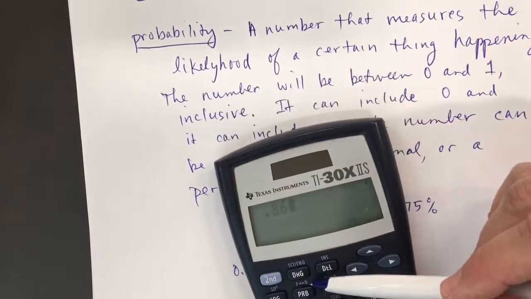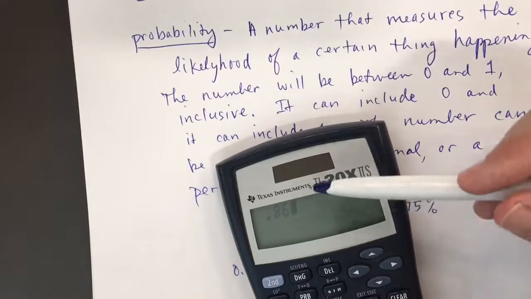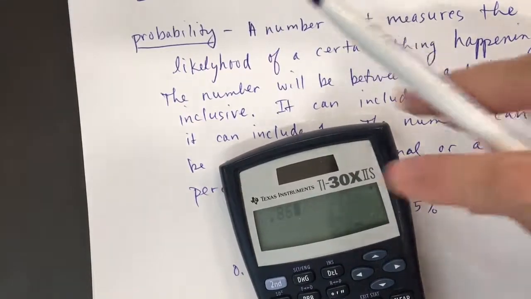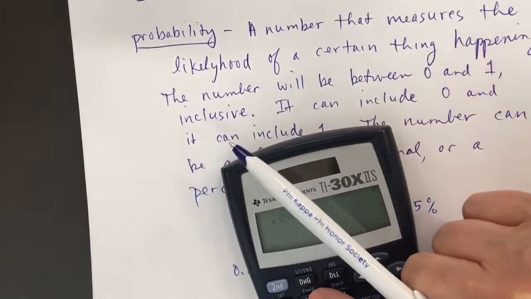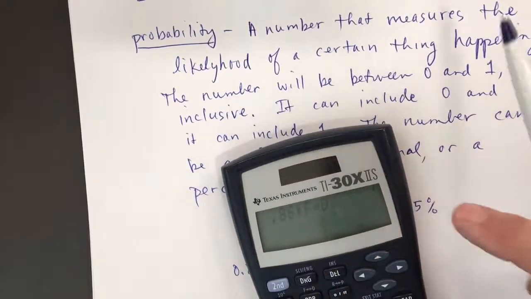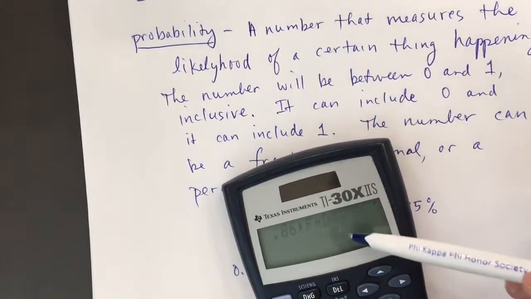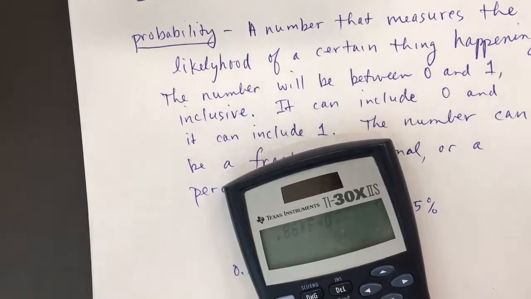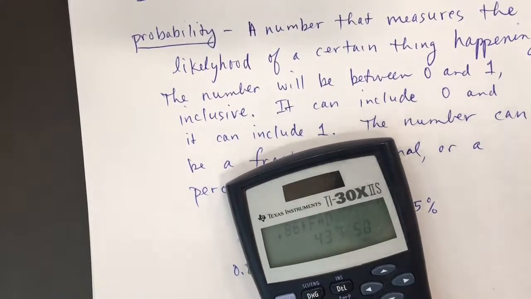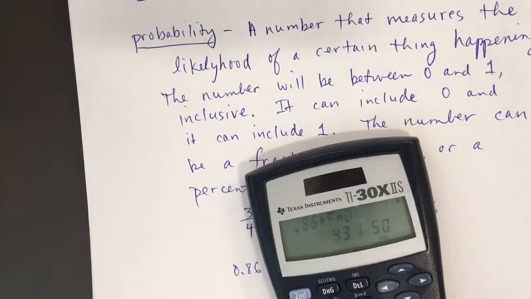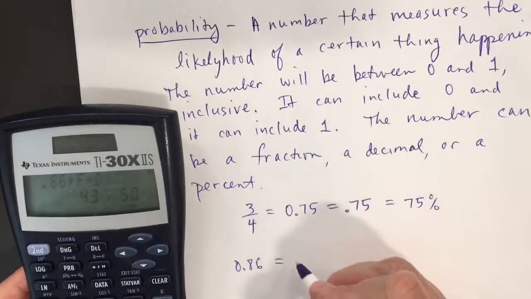So to get that, I have my decimal in there. I'll do second. That's the probability key. And it shows this 0.86, F, arrow D, press equals. And there's my fraction for this problem, 43/50.